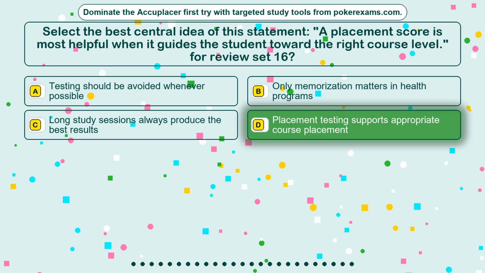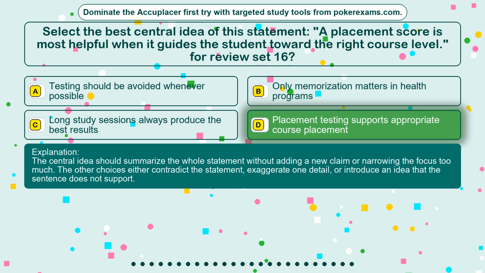The correct answer is option D. Placement testing supports appropriate course placement. The central idea should summarize the whole statement without adding a new claim or narrowing the focus too much. The other choices either contradict the statement, exaggerate one detail, or introduce an idea that the sentence does not support.